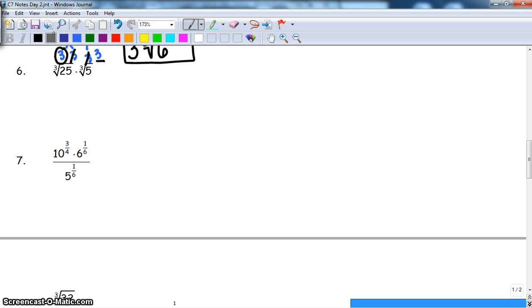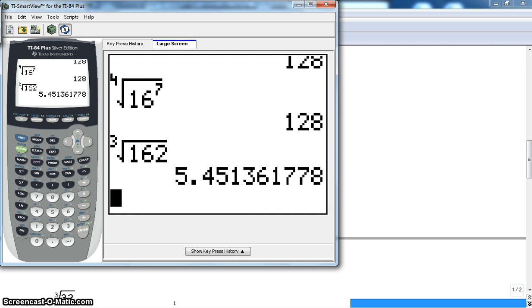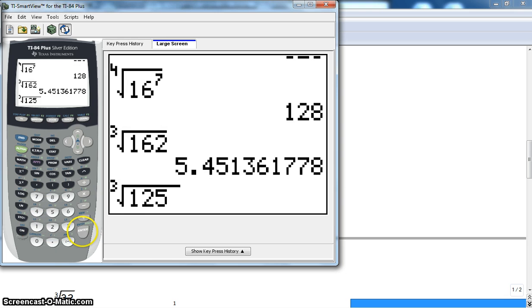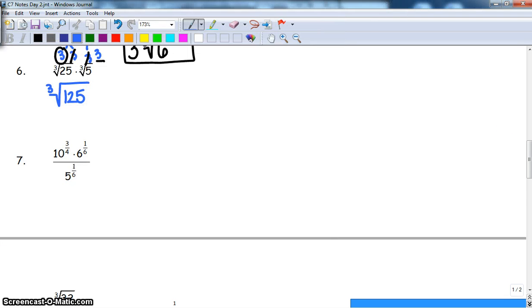All right, number 6, the cube root of 25 times the cubed root of 5. So remember, if I gave you root 10 times root 6, you could say that that's root 60, and then break that down. So you can multiply cube roots as well. So the cubed root of 25 times the cubed root of 5 is just the cubed root of 125. And if you type that in, that's actually one you should probably recognize. Hey, you just get 5.